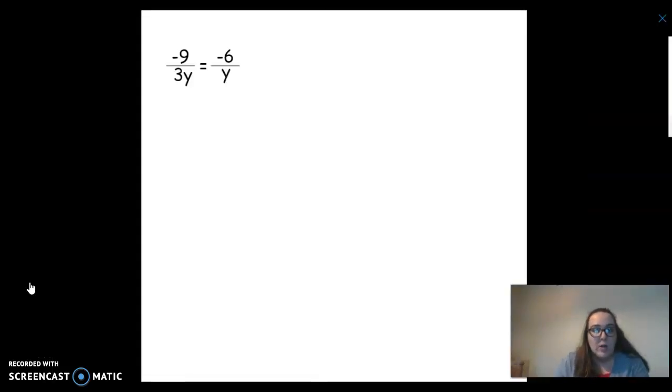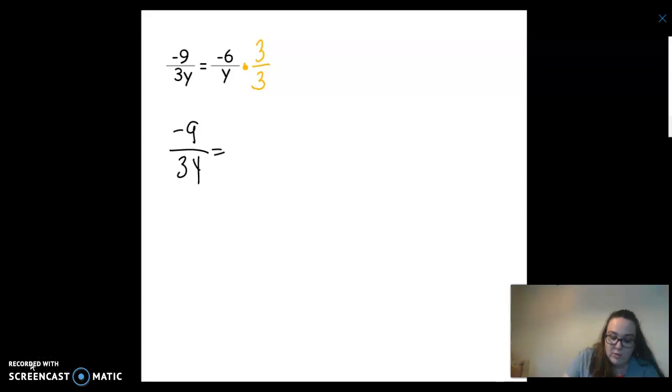Okay, so here's another example for you. So if I get these to have a common denominator, I have a 3y on the left, and I have a y on the right hand side. If I multiply this by 3, so that I now have a -9 over 3y equals a -18 over 3y. How about, yep, there we go, -18 over 3y. Is there any way that -9 over 3y can be the same thing as -18 over 3y?